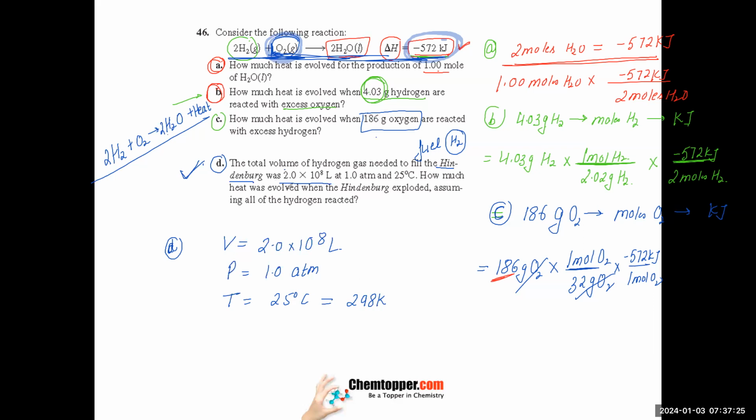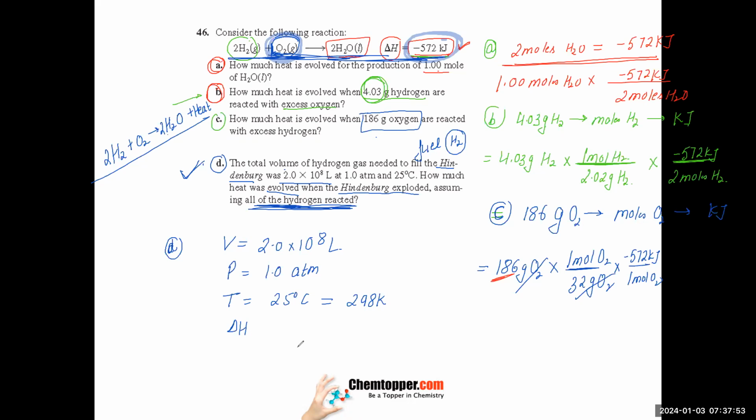How much heat is evolved when Hindenburg exploded? So they are asking you to calculate delta H. And we know that, assuming all the hydrogen reacted, means who is the limiting reactant? Means hydrogen has become zero. So the limiting reactant is H2.